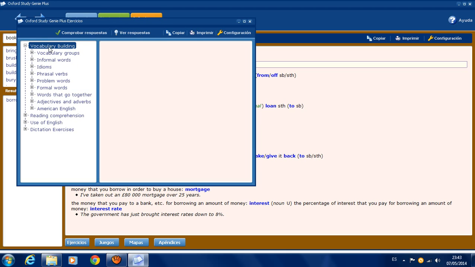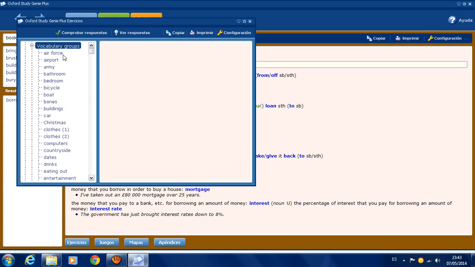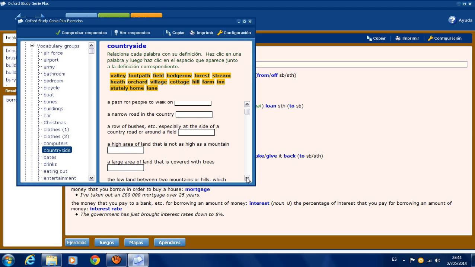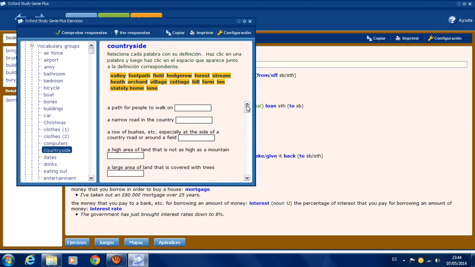And within the vocabulary building, you have vocabulary groups, informal words, idioms, phrasal verbs. How about vocabulary groups? So countryside. You have a number of words that you need to kind of know beforehand. If not, you need to infer by context. And then you have sentences that are incomplete and you need to fill in the blank spaces with the provided words. So a path for people to walk on.